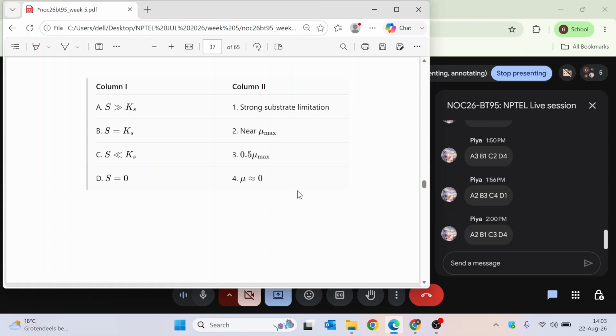mu is equal to mu max S by Ks plus S, or V is equal to V max S by Ks plus S. Just substitute the conditions and then you will get the match. We have also discussed this in many of the previous sessions.